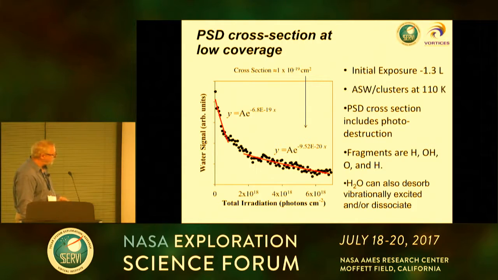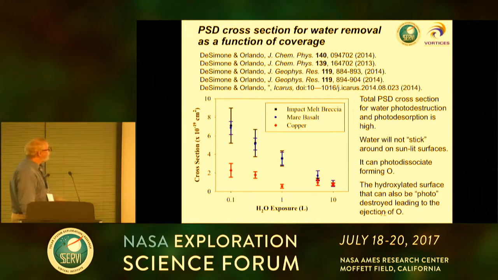And some of these are turning out to leave vibrationally excited. Okay, speeding up. One thing that's quite important here is the coverage dependence of this. The removal rate of water from the Mare melt breccia and Mare basalt is about 10 to the minus 18 square centimeters. That's at low coverage. If you move this up here, this is where the removal cross-section for ice is.